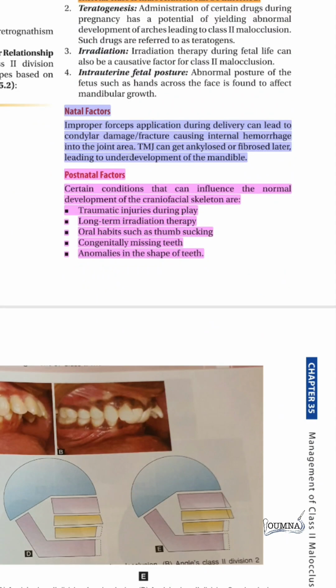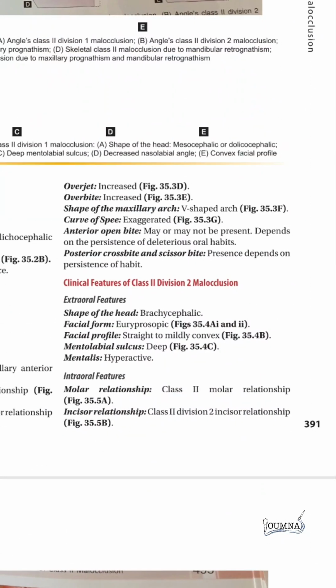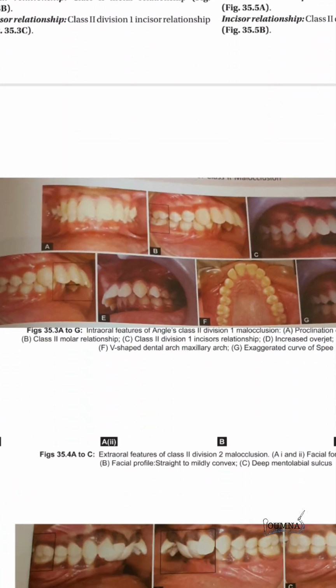For the natal factors, when some damage or fracture happens during the birth delivery to the temporomandibular joint, it can get ankylosed and will lead to underdevelopment of the mandible, which will cause a retrognathism of the mandible. The postnatal factors are when some traumatic injuries happen, long-term irradiation therapy or oral habits, congenital missing teeth, or anomalies in the teeth shape like the peg-shaped tooth.